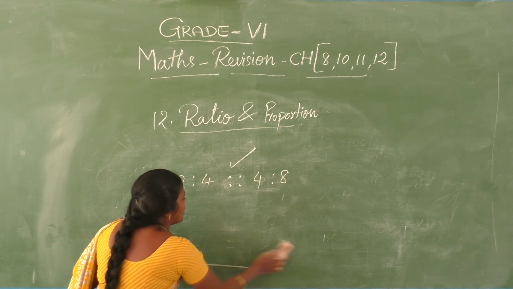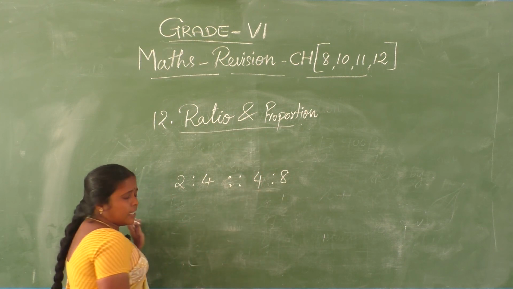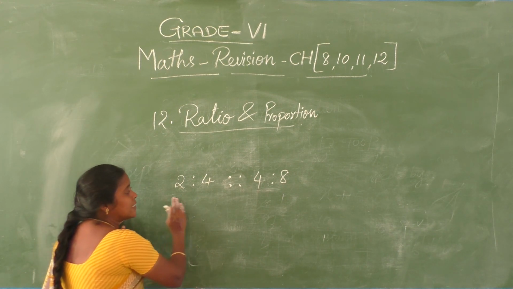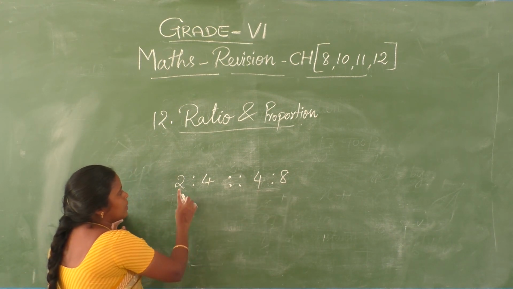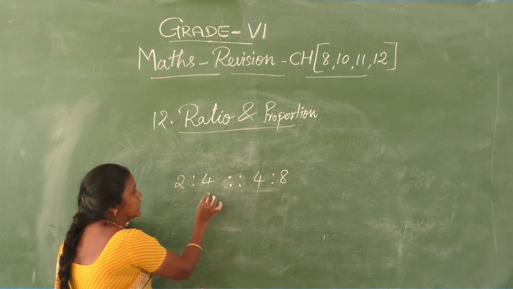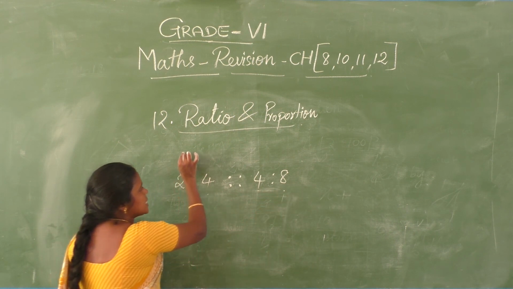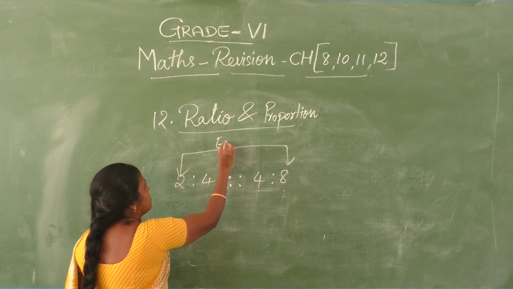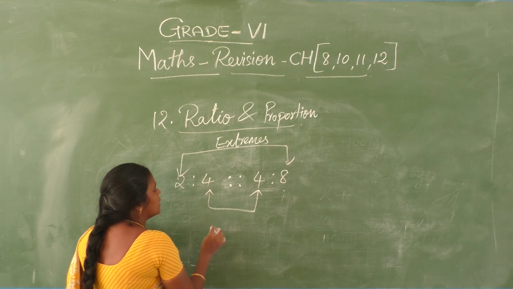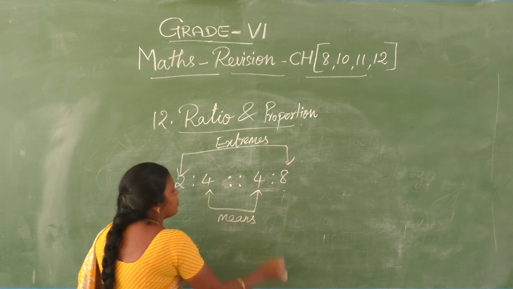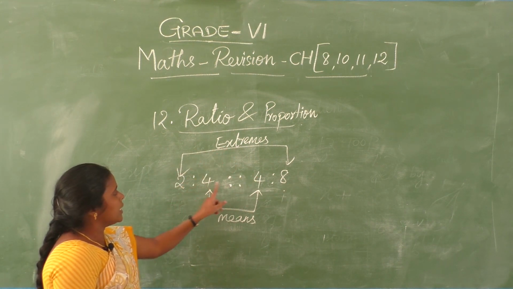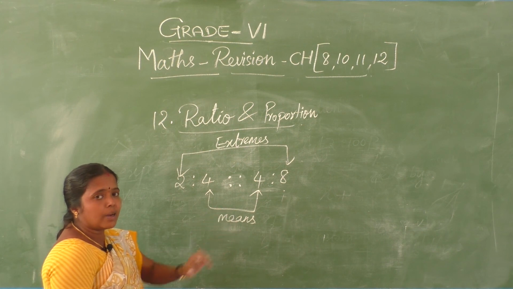How to check whether the given ratios are in proportion or not? Before that, I am telling you what terms a proportion contains. See, a proportion needs 4 terms. Take them together: this is the first term, second term, third term, fourth term. The first and fourth terms, the outer terms, are called extremes. The inner two terms are called middle terms or means. The second and third terms together are called the means.